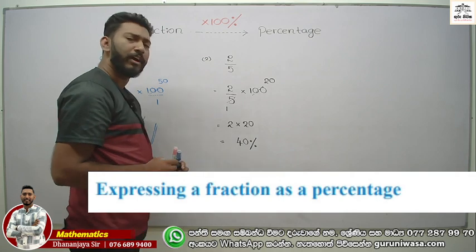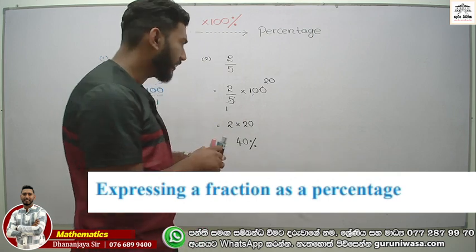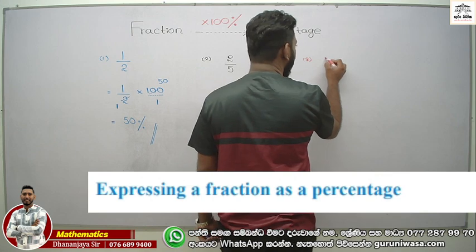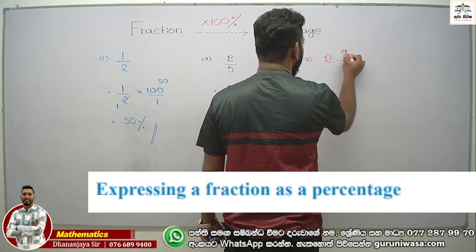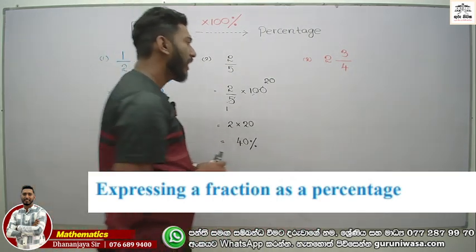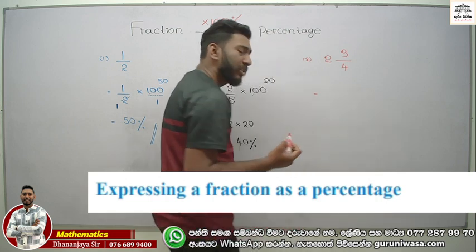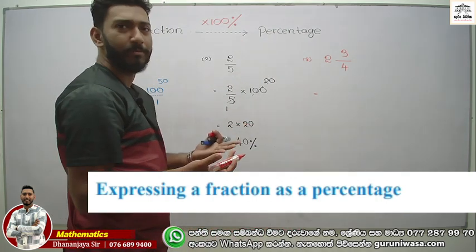40%. Right. Now I'm going to discuss the mixed number. Third one, mixed numbers. Like 2 and 3 over 4. Now this is a mixed number. How to change as a percentage? Same method. You need to write as the product with 100. You need to multiply by the 100.